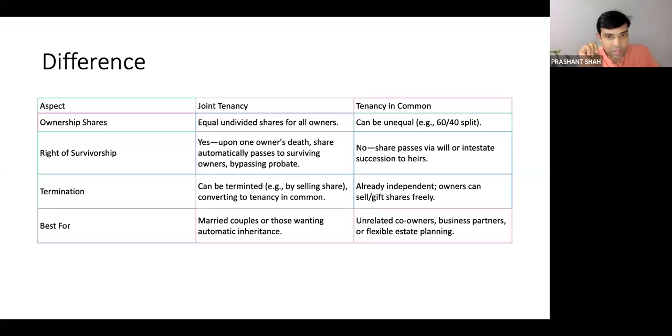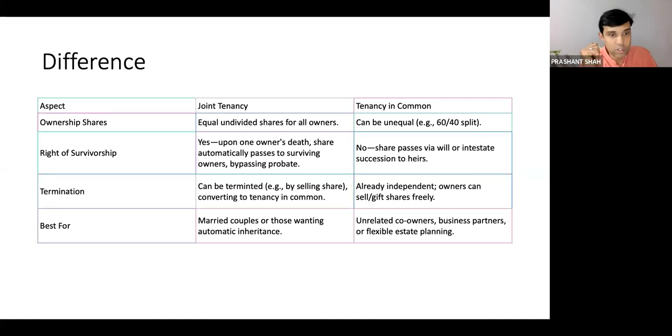Termination. Now, joint tenancy can be terminated by selling the share, converting to tenancy in common. And yeah, so tenancy in common is already independent, so there's nothing that we want. So what happens, like there's a property which has been registered as joint tenancy for certain years. At the end of it, what should happen? That's what we talked about. So that was also the point which was missed yesterday.